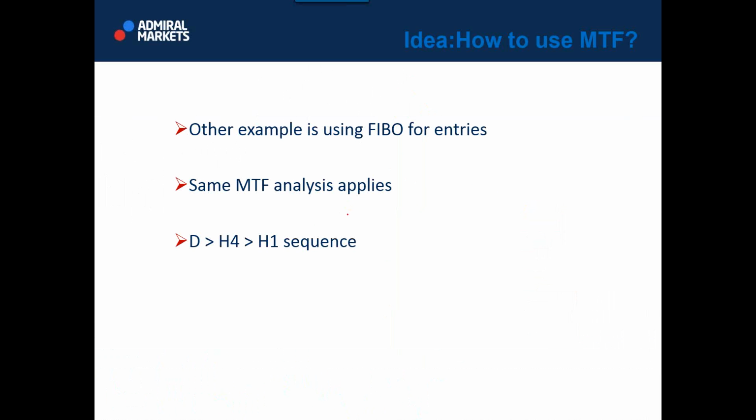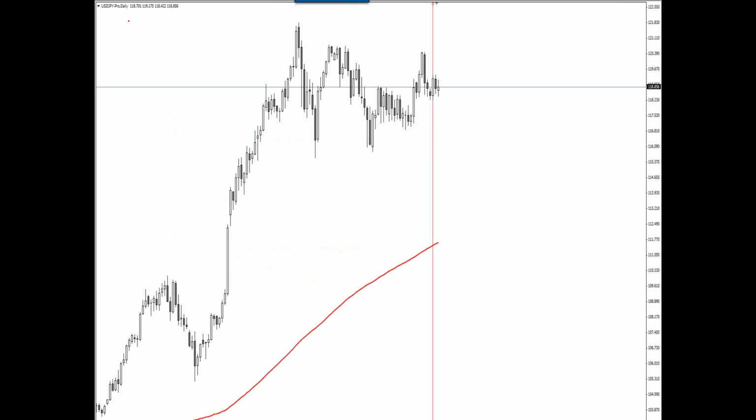Now, the other example is using Fibonacci for entries. So the same multiple time frame analysis applies: daily, 4 hour, 1 hour sequence. I say it again, you can also go with 4 hour, 1 hour, 15-minute sequence. Okay? USD Japanese yen is bullish. Price is above 200 EMA on daily. This is the marked candle on daily.